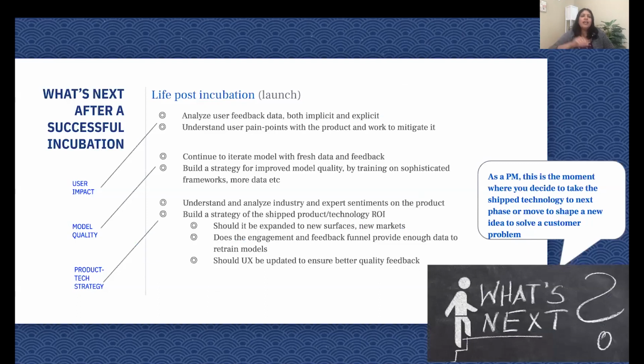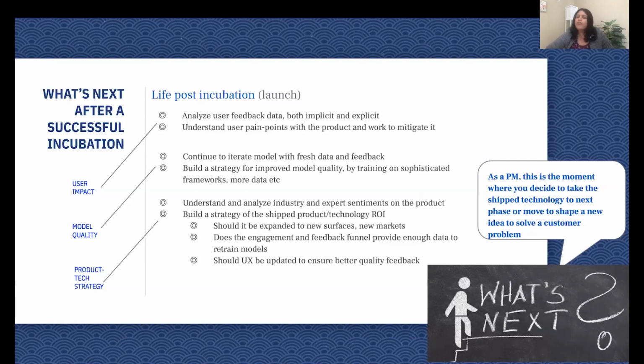Then, moving on, what's next after a successful incubation? So you've launched something, you've validated offline metrics, you've figured out a relationship between online and offline metrics, your A/B tests look great, you shipped the product. What next? Study user impact, analyze what users are saying about your feature or your product, analyze what their pain points are, whether those are UX pain points or AI suggestion pain points, work on them, mitigate them.